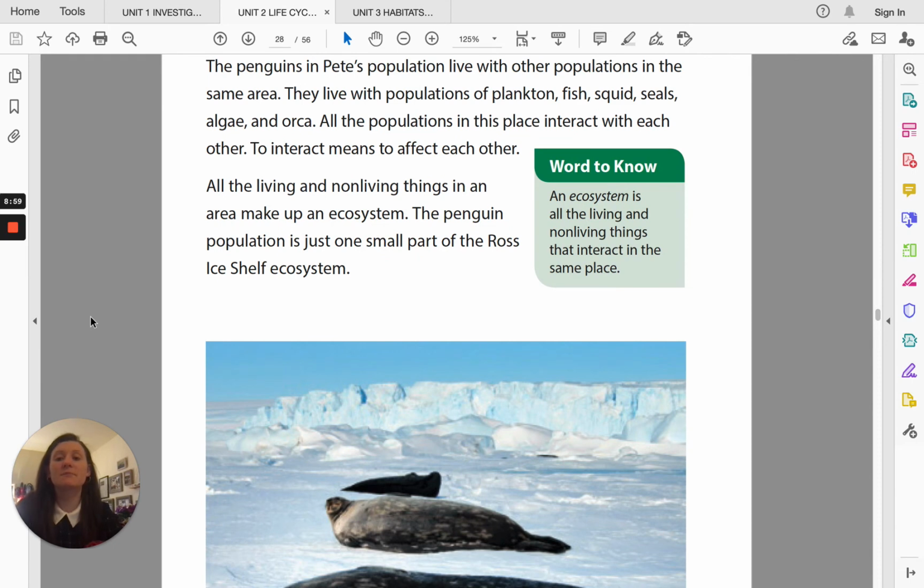The penguins in Pete's population live with other populations in the same area. They live with populations of plankton, fish, squid, seals, algae, and orca. All the populations in this place interact with each other. To interact means to affect each other. All the living and non-living things in an area make up an ecosystem. The penguin population is just one small part of the Ross ice shelf ecosystem.